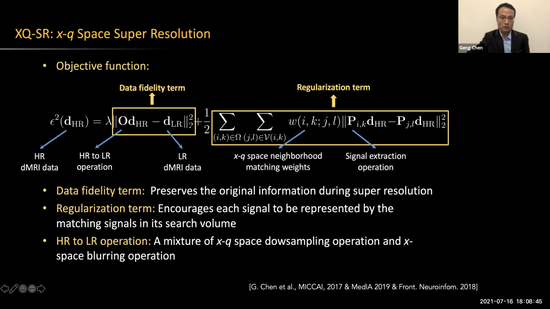And here we compute the L2 norm to make sure that the downsampled version of the high resolution is as close as the low resolution one, so that the original information can be preserved.